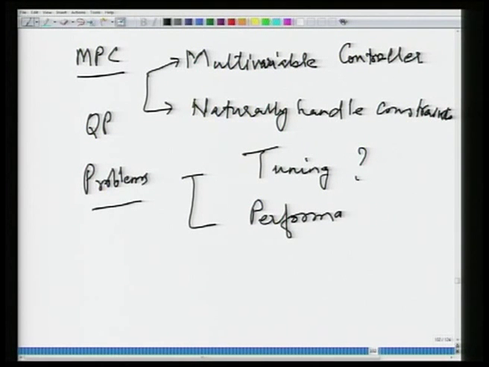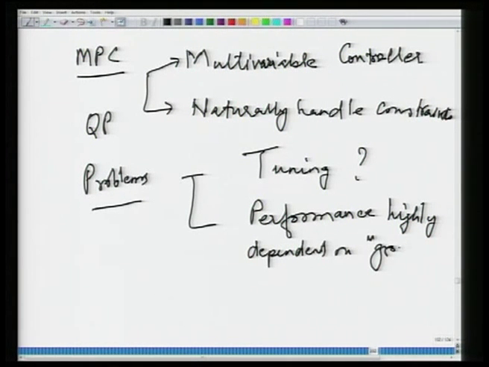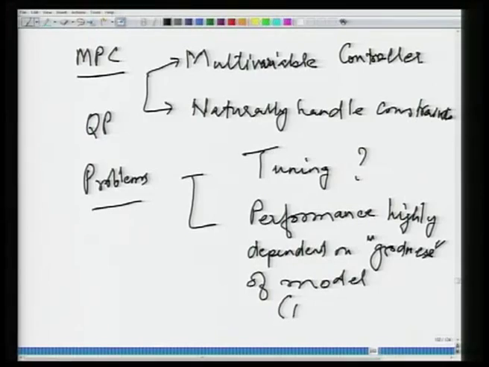Performance degradation. Performance is highly dependent on the goodness of the model. As your process drifts, your model which was really good is no longer as good, and just like in the Smith predictor, your performance will start to degrade and your closed loop system may actually go towards instability. Robustness is an issue. So, this is actually called robustness.